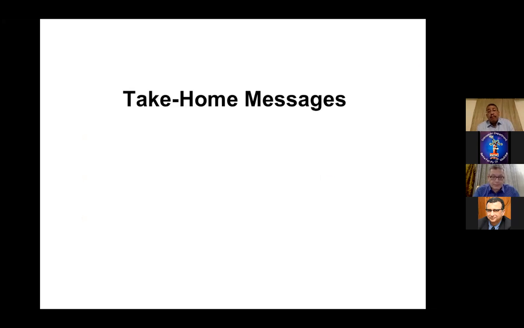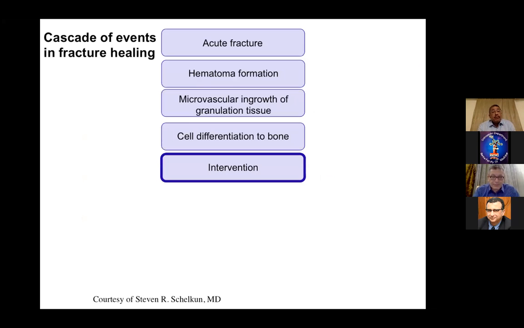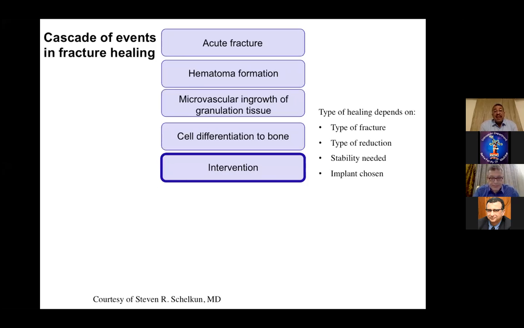The take-home messages of this talk: the cascade of events in fracture healing, acute fracture, hematoma formation, microvascular ingrowth of granulation tissue, cell differentiation to bone. Then we have our intervention, and the type of healing will depend on the type of fracture, the type of reduction applied by us, the stability and the implant chosen for the patient.